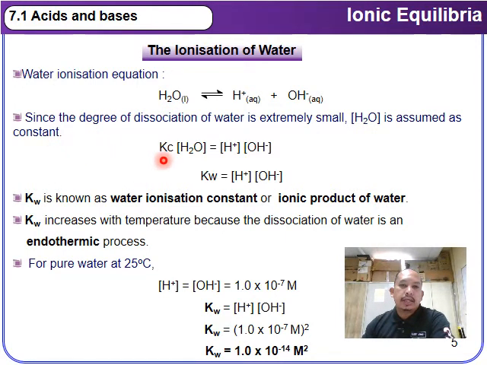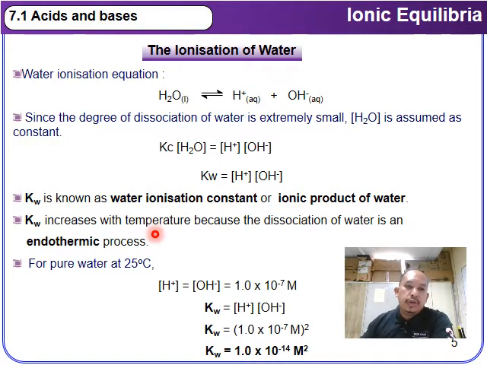So here we can write Kc times H2O equal to the H+ ion concentration times the OH- ion concentration. So the concentration of H+ ion times the concentration of OH- ion forms Kw. So Kw is known as the water ionization constant, or the ionic product of water.